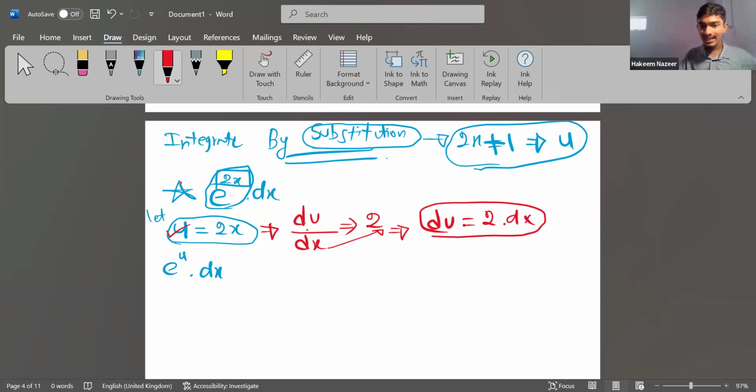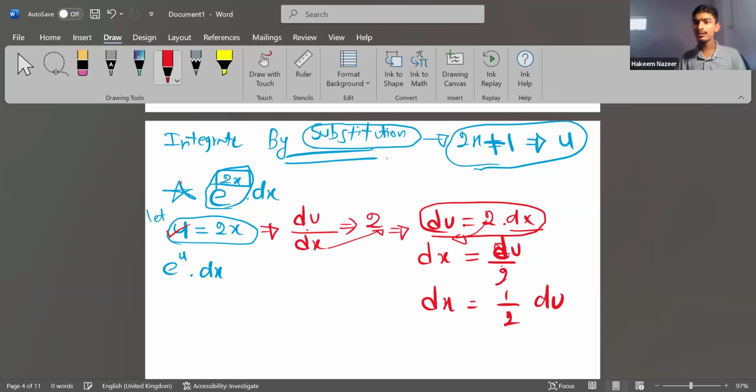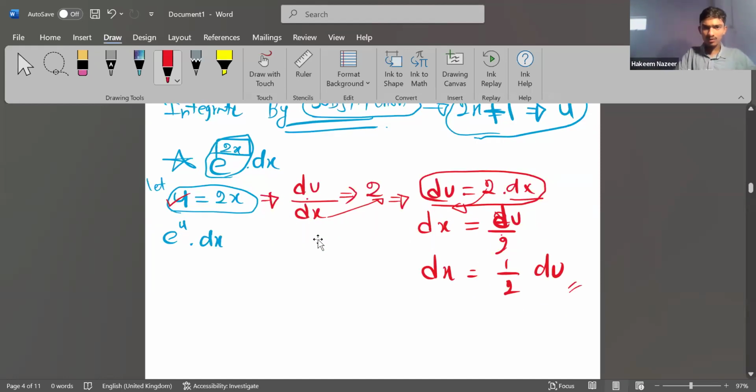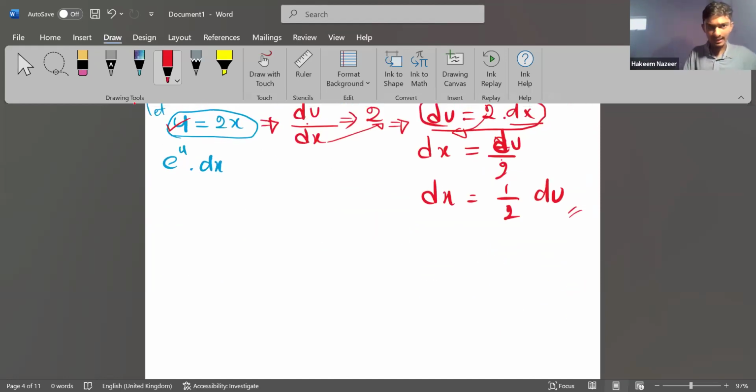Then dx equals, again making dx the subject, du over 2. The 2 goes over here and divides. Then dx equals half into du. Do you all accept it? If yes or if no, I'll explain it again.